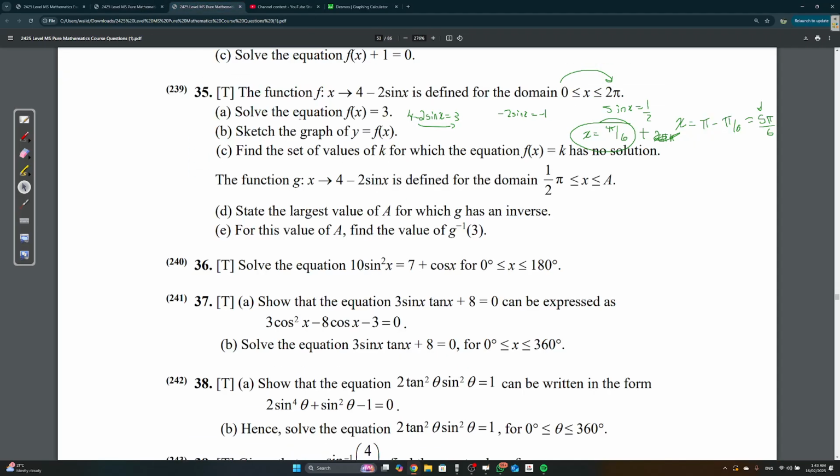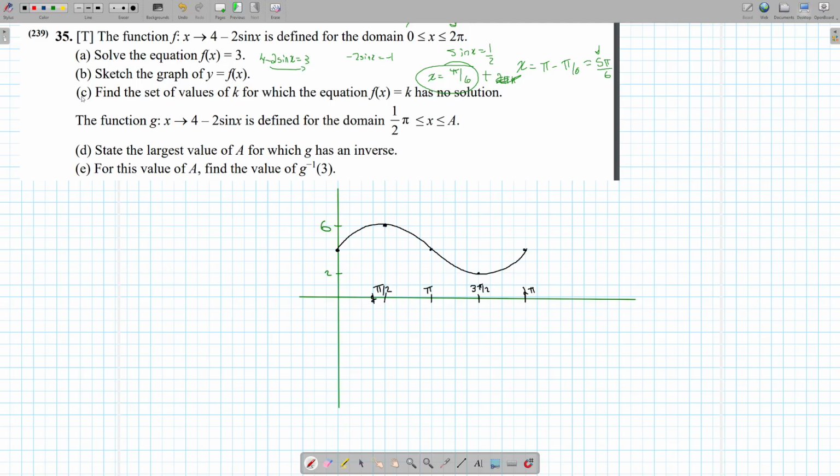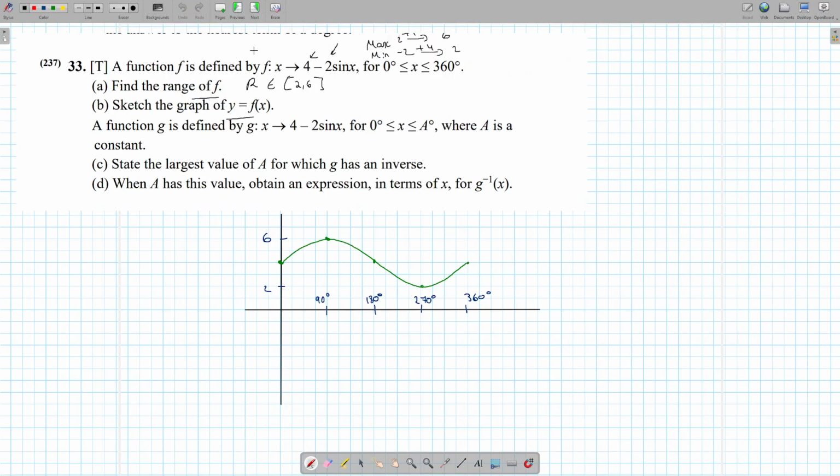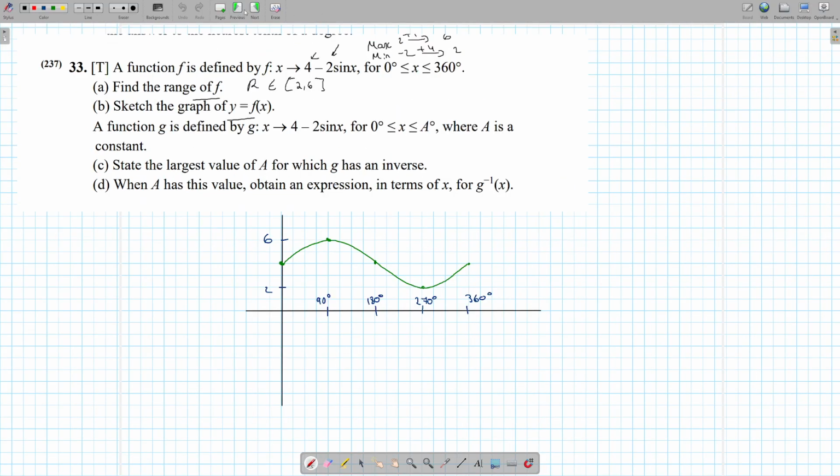Yes, man. I feel like I graphed this before. I'm sure I graphed it. Oh, yeah, I just graphed it earlier.